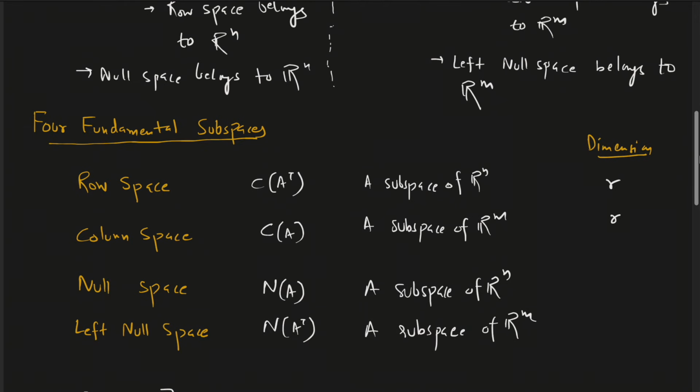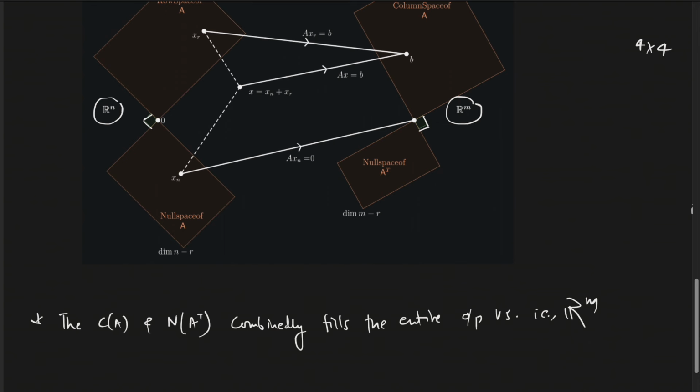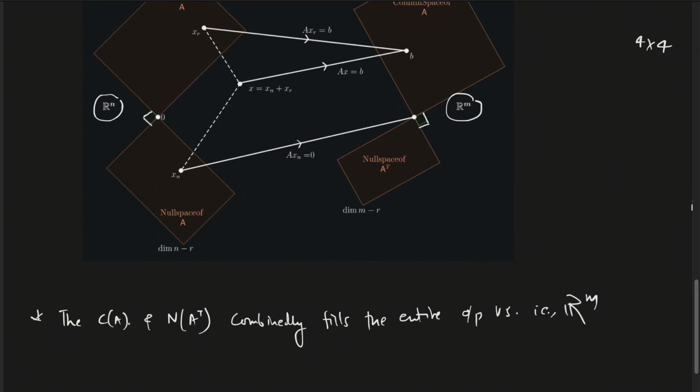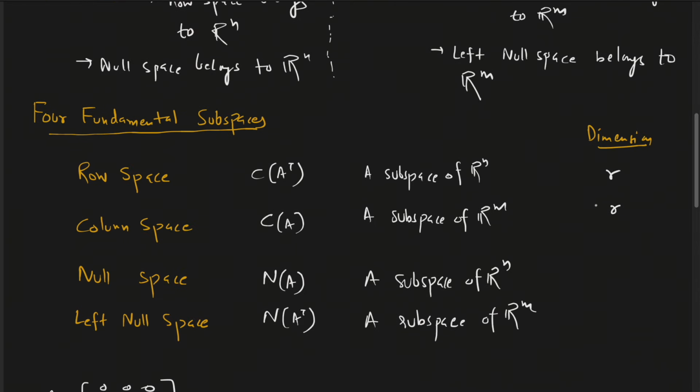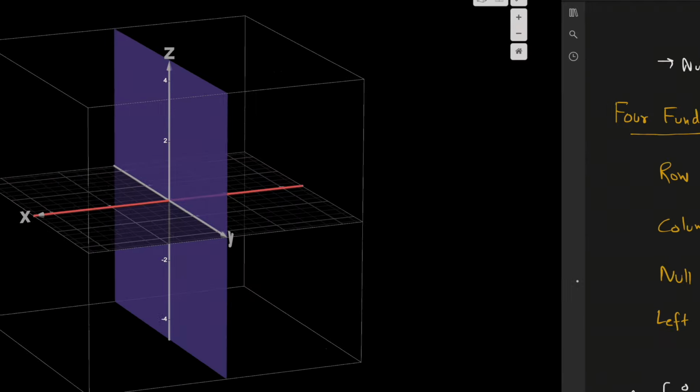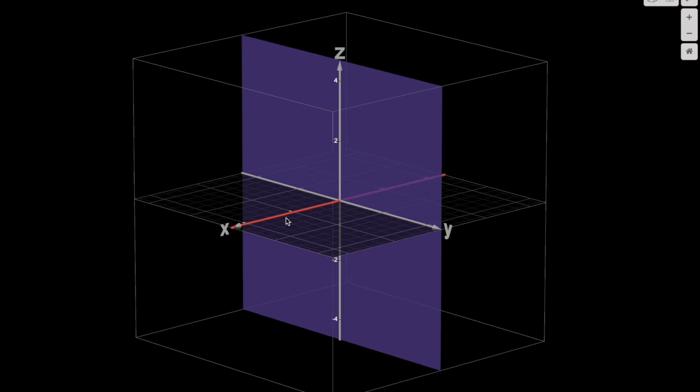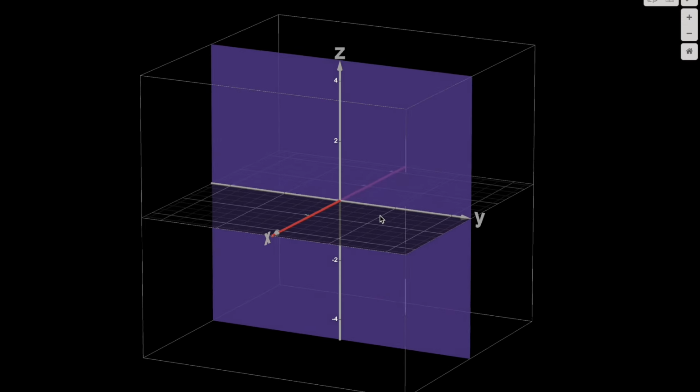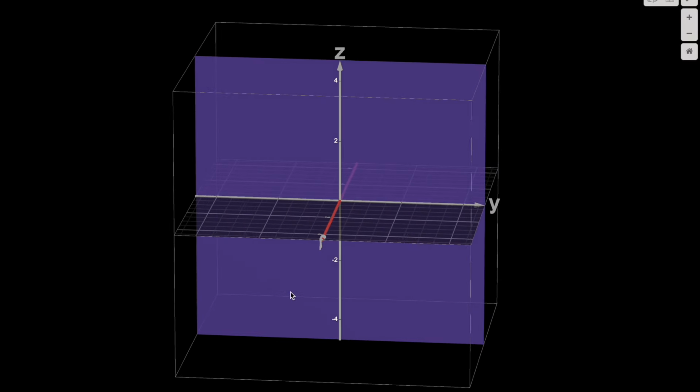So if the dimension of the column space is r, then what should be the dimension of the left null space? The linear combination of vectors in the column space and left null space fills the entire output vector space Rm. So if the dimension of the column space is r, then the dimension of the left null space should be m minus r. That's how the addition of these two dimensions will give you the entire Rm, right? We can see this here. The dimension of the column space is 2, so the dimension of the left null space is 1, because 2 plus 1 is 3, that is the entire Rm.